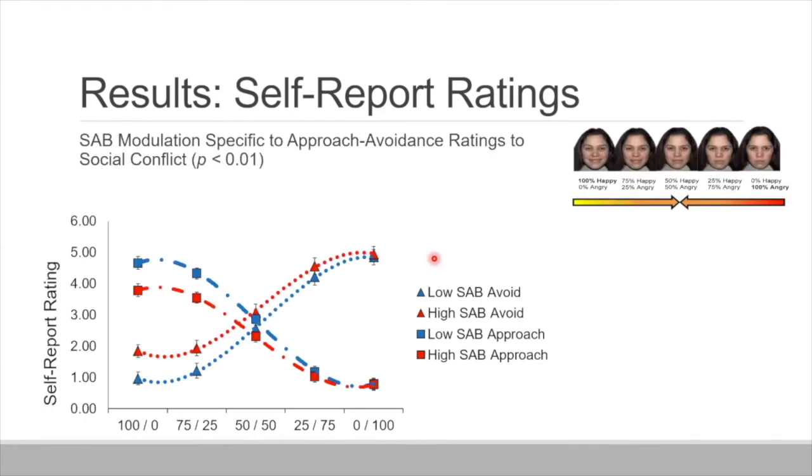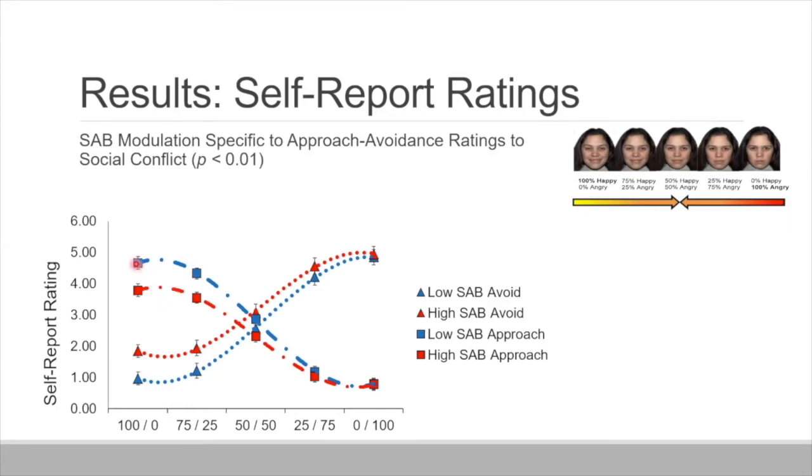So for the results, I'm going to show the self-report ratings first. This first graph is a little bit busy, so I'll walk through it, and then I'll show two more simplified graphs. Consistent with what we were hypothesizing, we do see that social avoidance behavior modulates approach avoidance ratings across the social conflict spectrum. In the blue lines here, we have low social avoidance. In the red lines, we have high social avoidance.